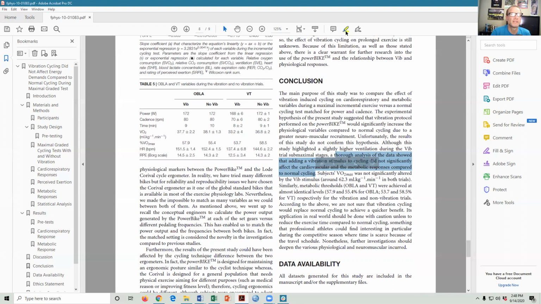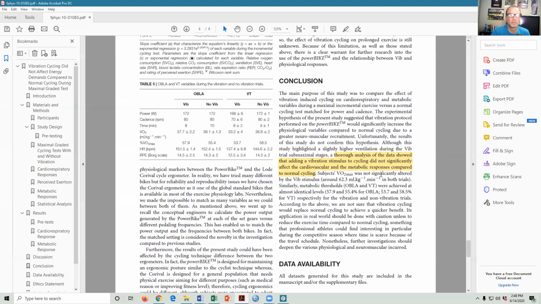Sometimes at this point, you can also find what they think needs to happen in the future. So down here, even a lot of times they'll add a statement like this: further investigation should deepen the various physiological and neuromuscular responses incurred with vibration, is what the implication here is. All right, so now I've confirmed their conclusion matches their main observation. I've looked at their data and the figures, and now I want to know more about this study.